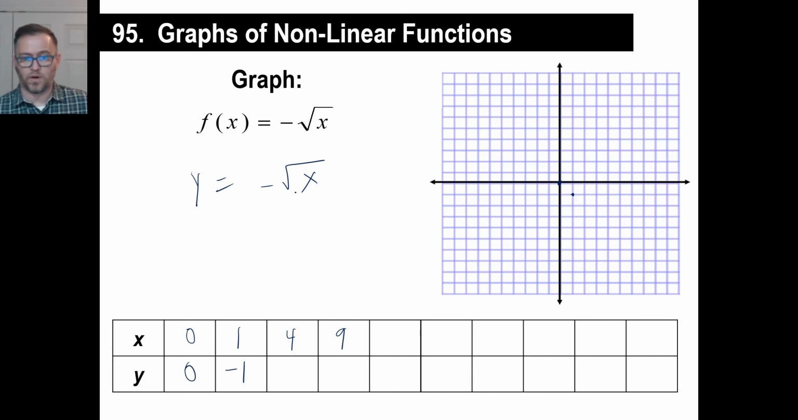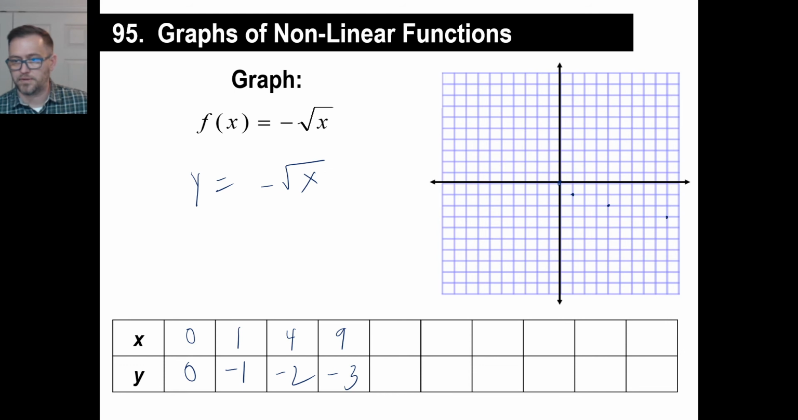The square root of 4 is 2. Then the opposite of that would be negative 2. So 1, 2, 3, 4 over, and then there. And then 9 is going to be 3 here, and then the opposite, that'd be negative 3. So over here we have 9, and then there we go.